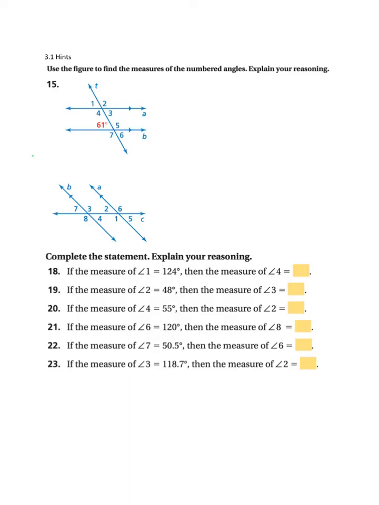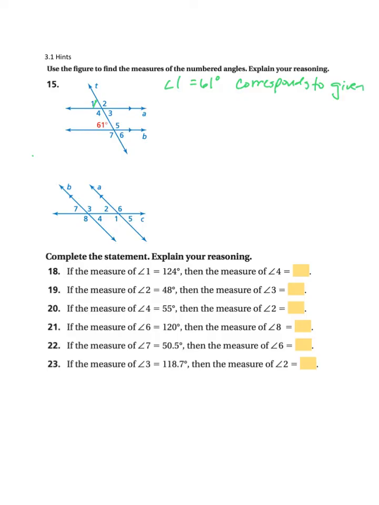And number 15 is the first one. So we're going to find the measure of each angle and then explain our reasoning. So angle 1 over here, angle 1 will be 61 degrees, and one reason we can give is that it corresponds to the given angle, which is 61 degrees.